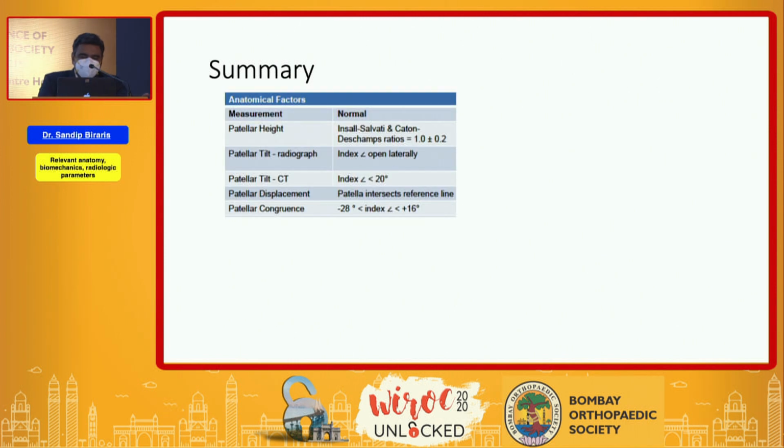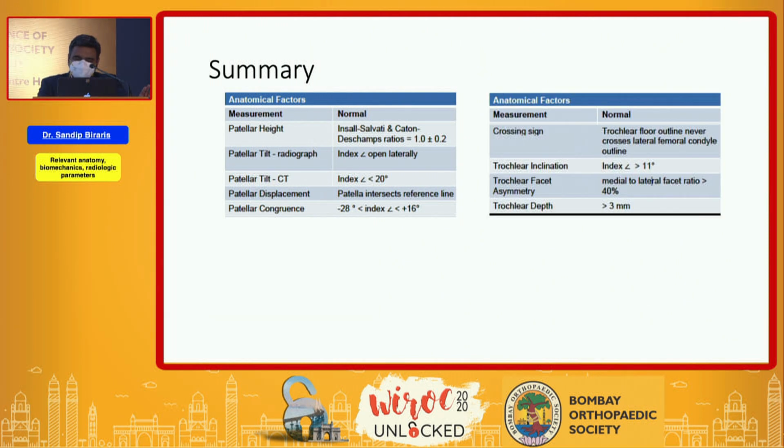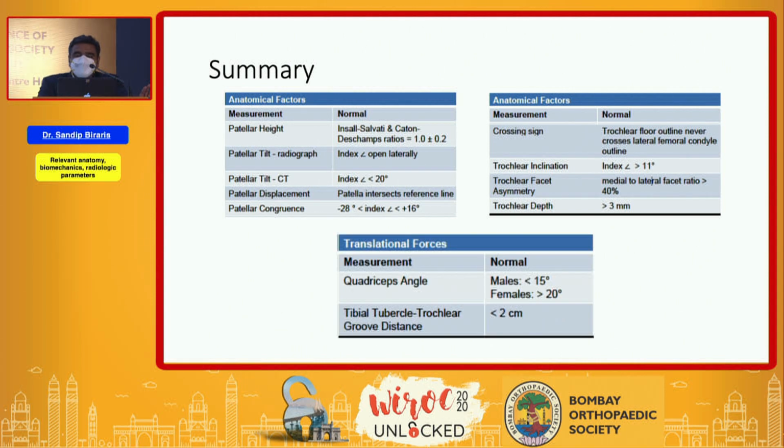So in summary, there are certain important parameters based on the patella, that is patellar height, patellar tilt on the radiograph as well as CT, patellar displacement, patellar congruence. Then some are based on the femoral trochlea and another related to translational forces like quadriceps angle and TTTG distance.